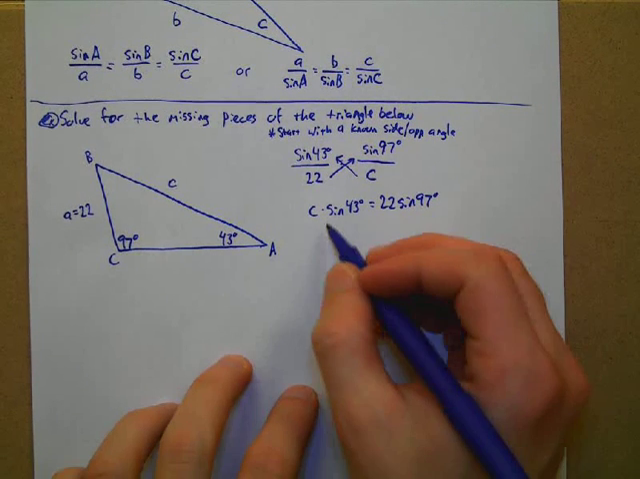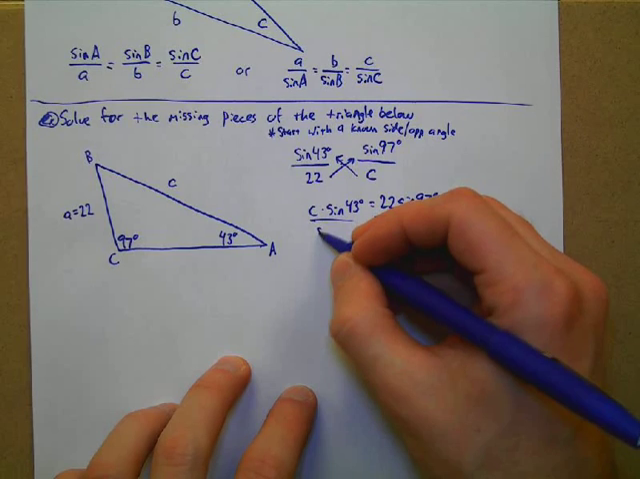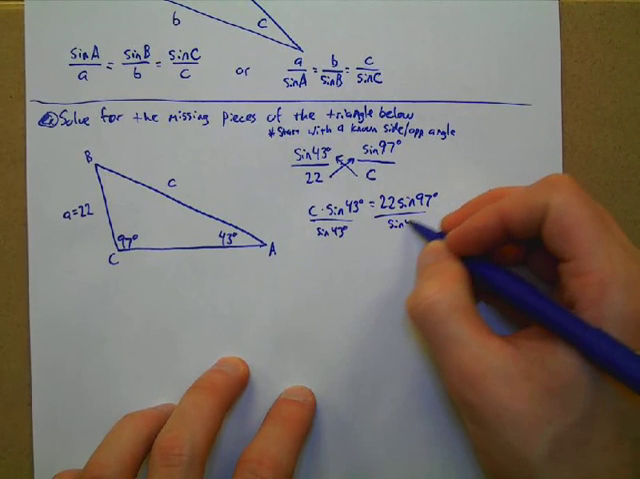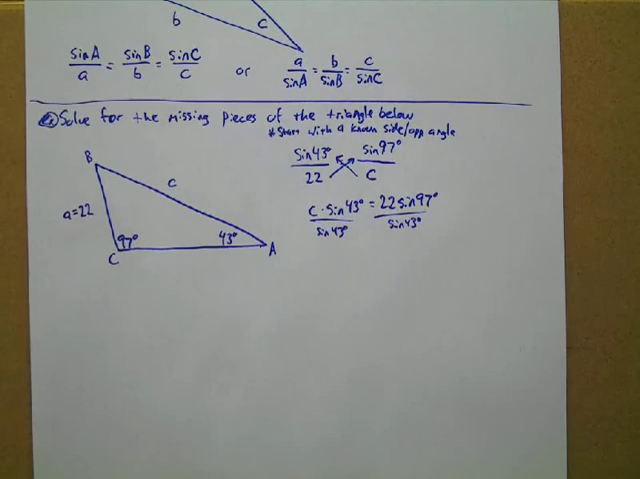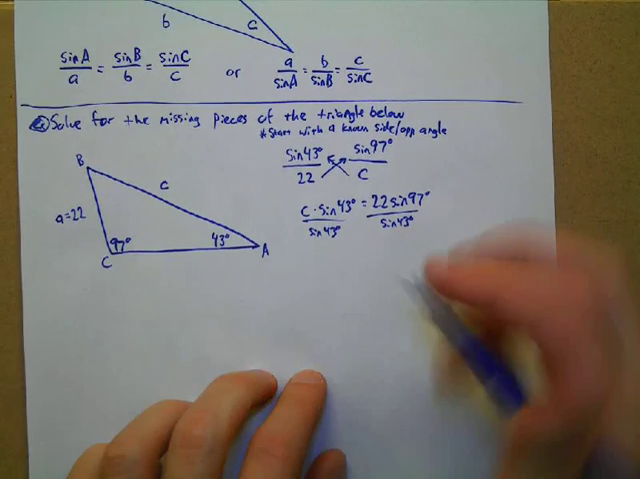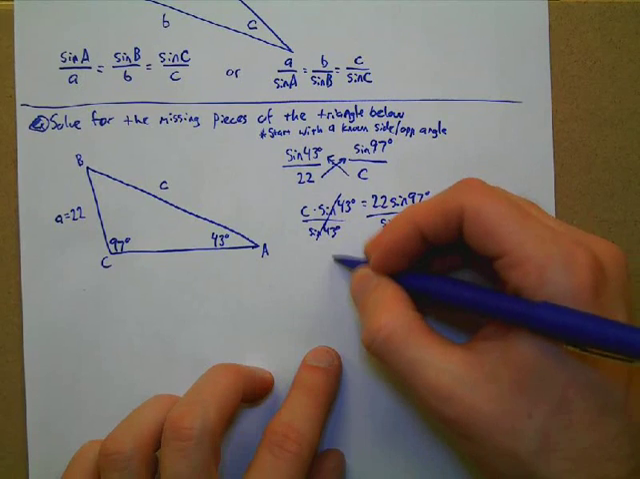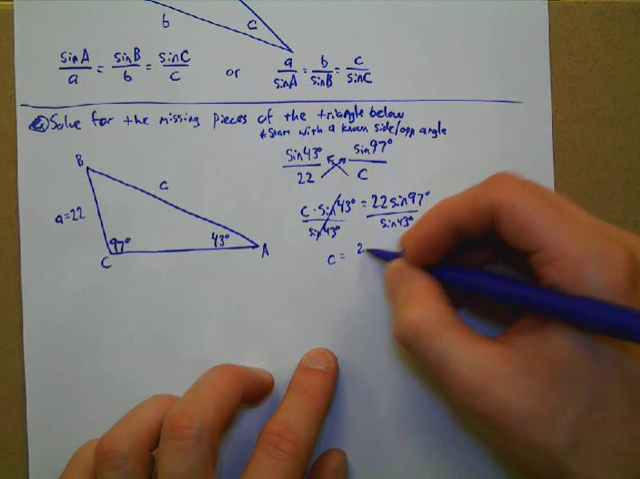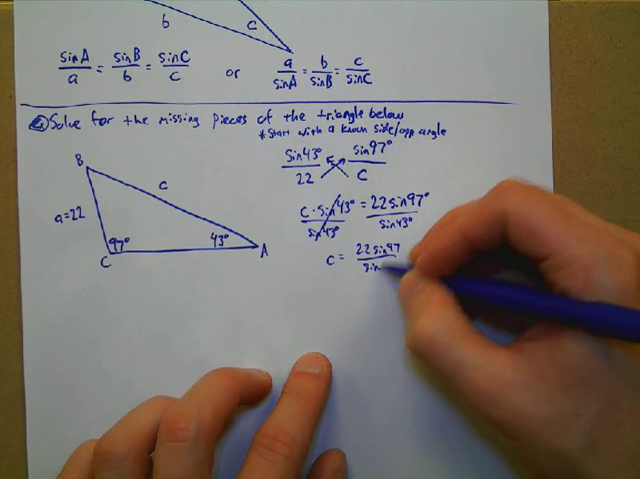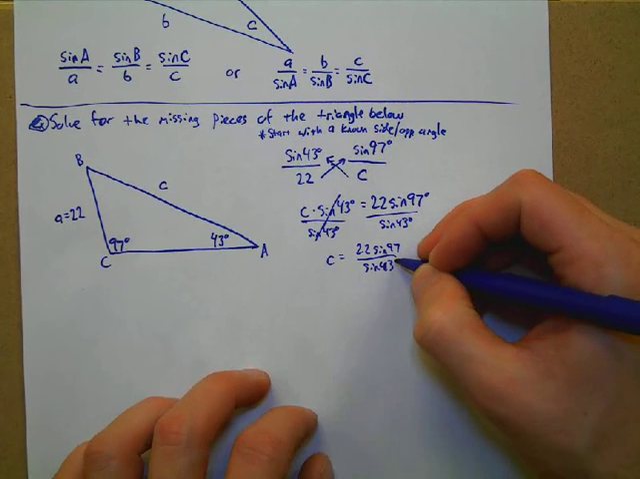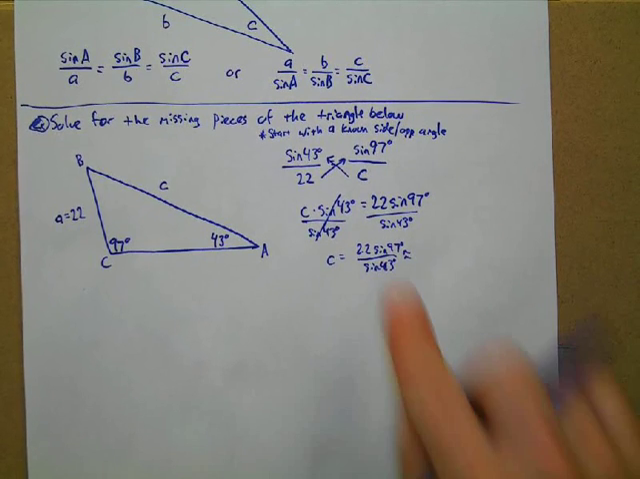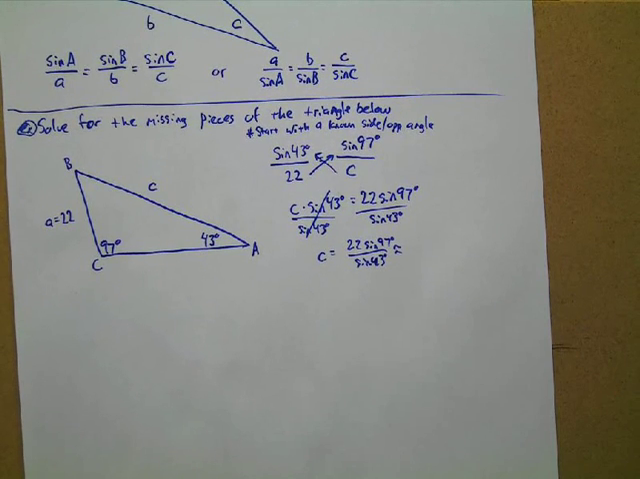So we'll continue to solve for C here. It was C times sine of 43, so we'll divide both sides by sine of 43. Those will cancel. Now C equals 22 sine of 97 over sine of 43, or at that point you could have just typed it in your calculator. That's the precise answer, 22 sine 97 over sine of 43. That's exactly what the answer will be, but now we're going to have to round because we're going to get some crazy decimals.